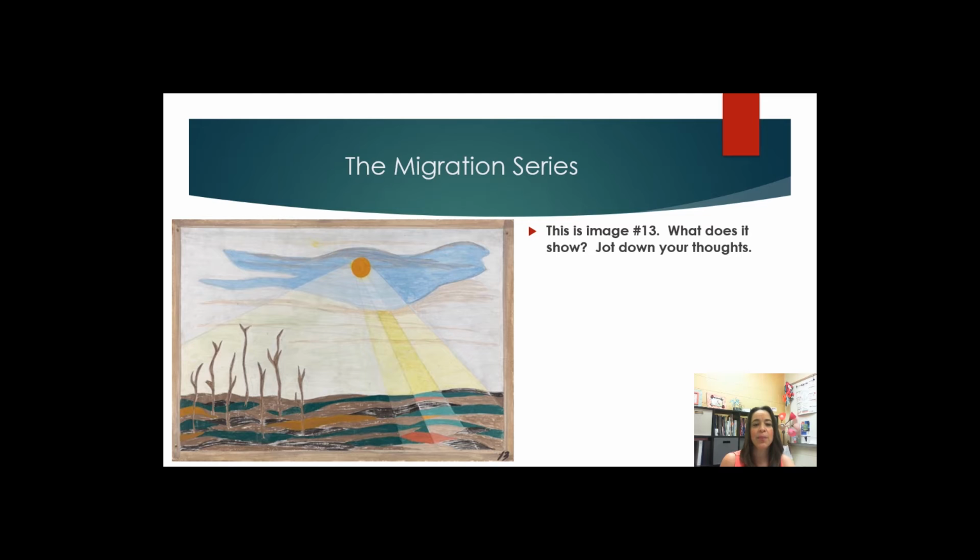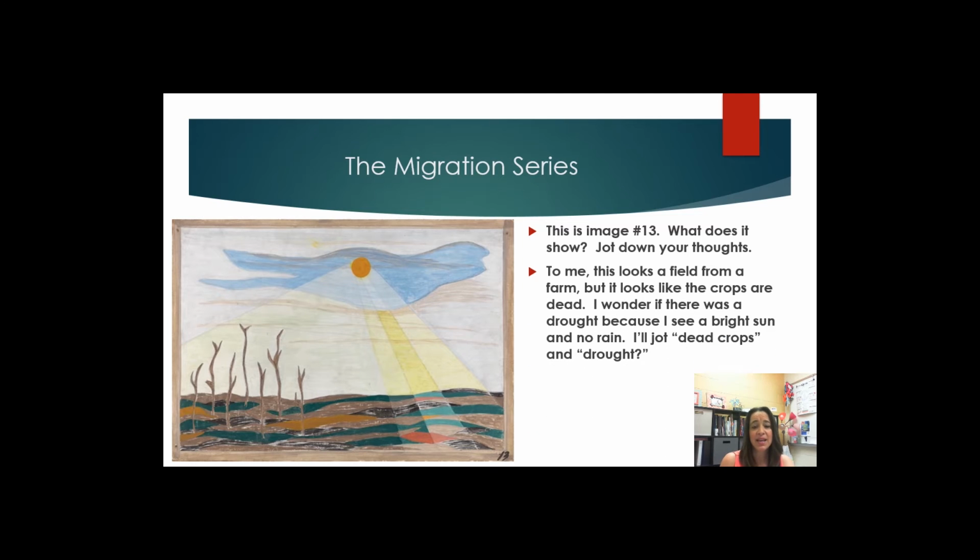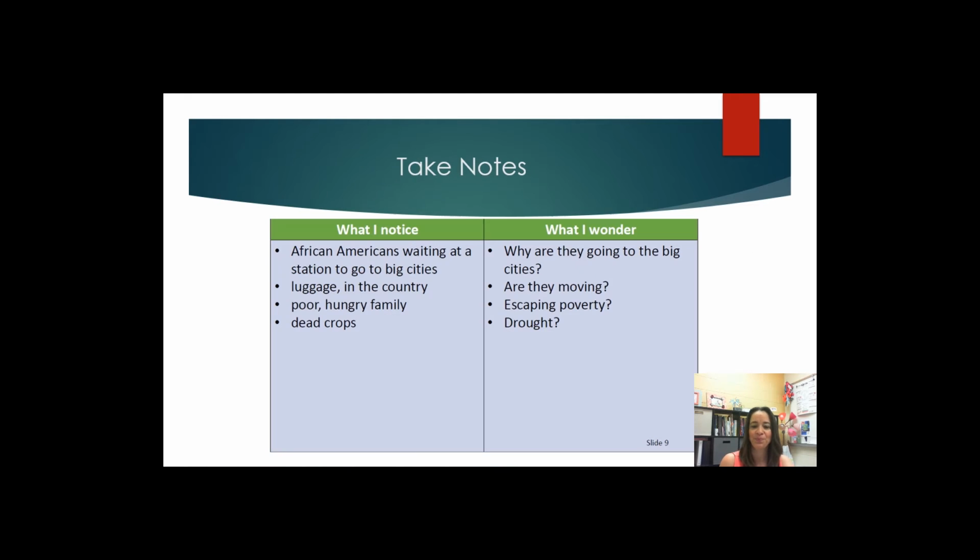This is image number 13. What does it show? Jot down your thoughts. To me, this looks like a field from a farm, but it looks like the crops are dead. I wonder if there was a drought because I see a bright sun and no rain. I'll jot down dead crops and drought.